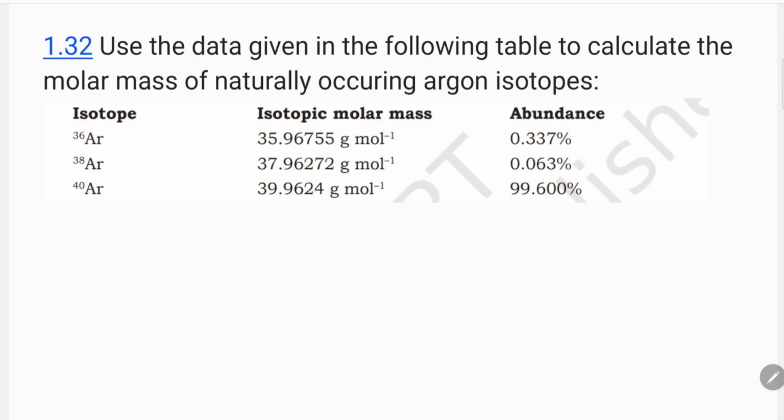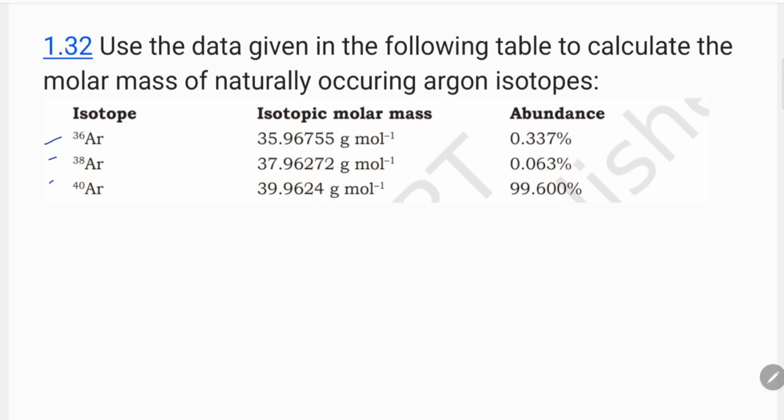Okay, let's do the next question, which is the 32nd question. Use the data given in the following table to calculate the molar mass of naturally occurring argon. So argon occurs in these 3 isotopes, which are argon 36, 38 and 40. These are naturally occurring isotopes. Their isotopic molar masses have been given and their percentage abundance is also given.